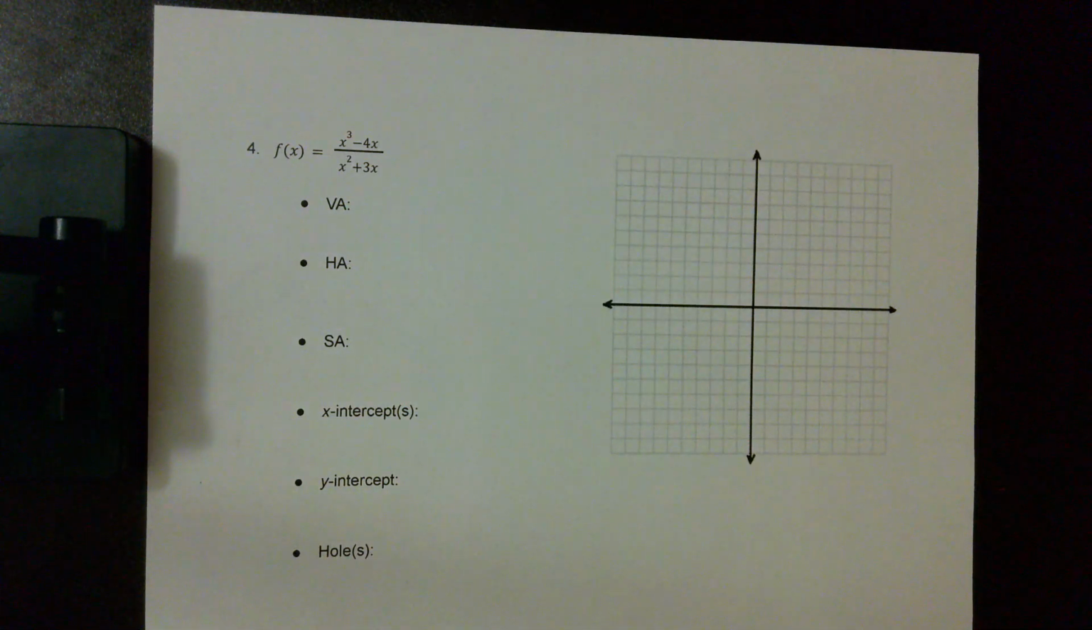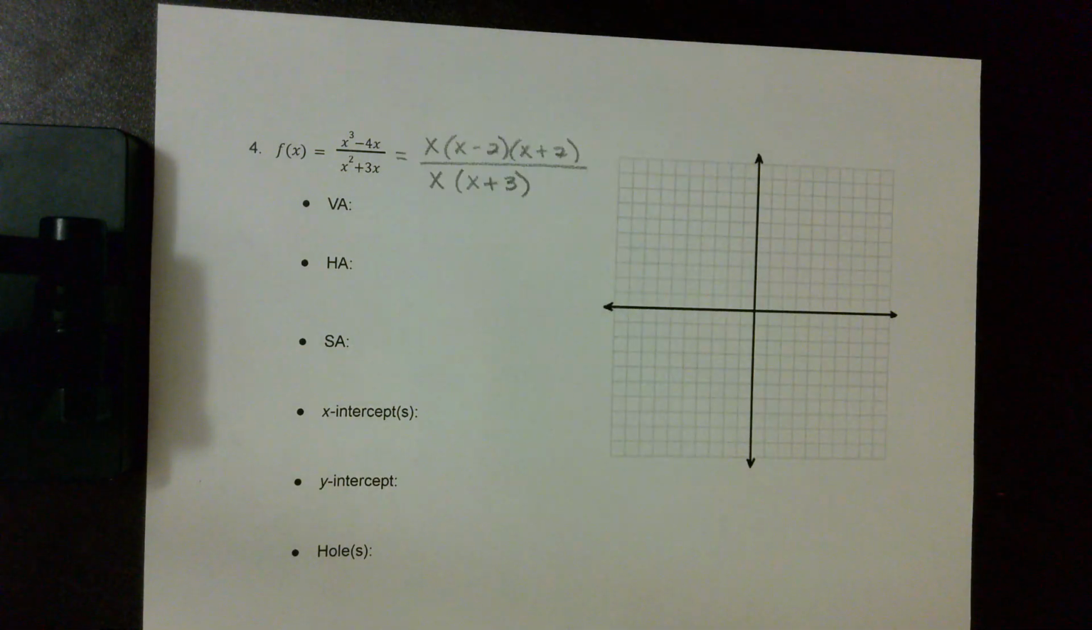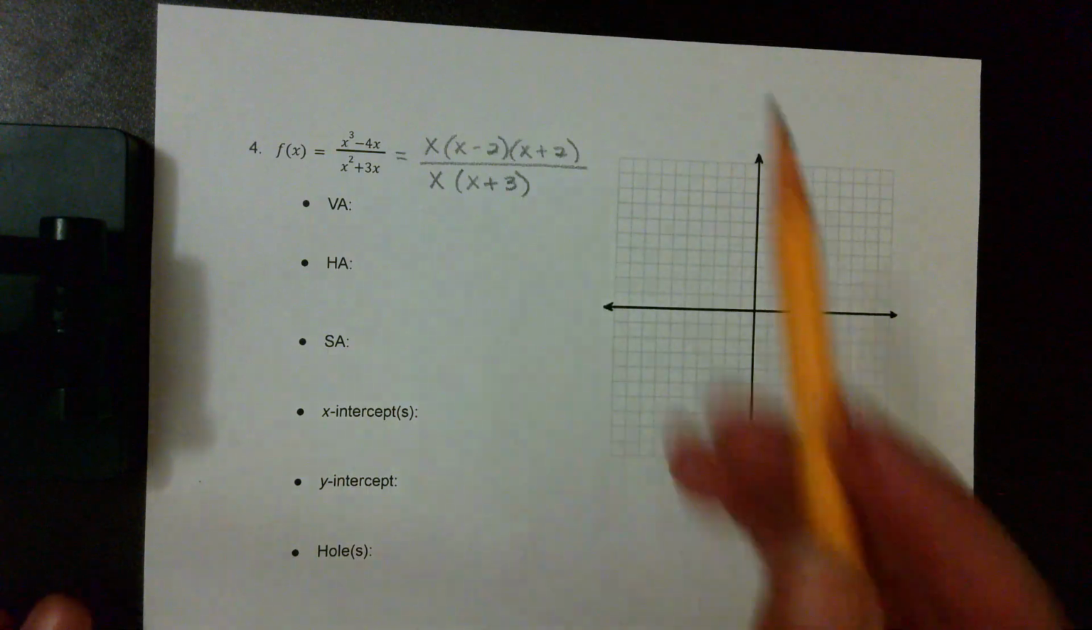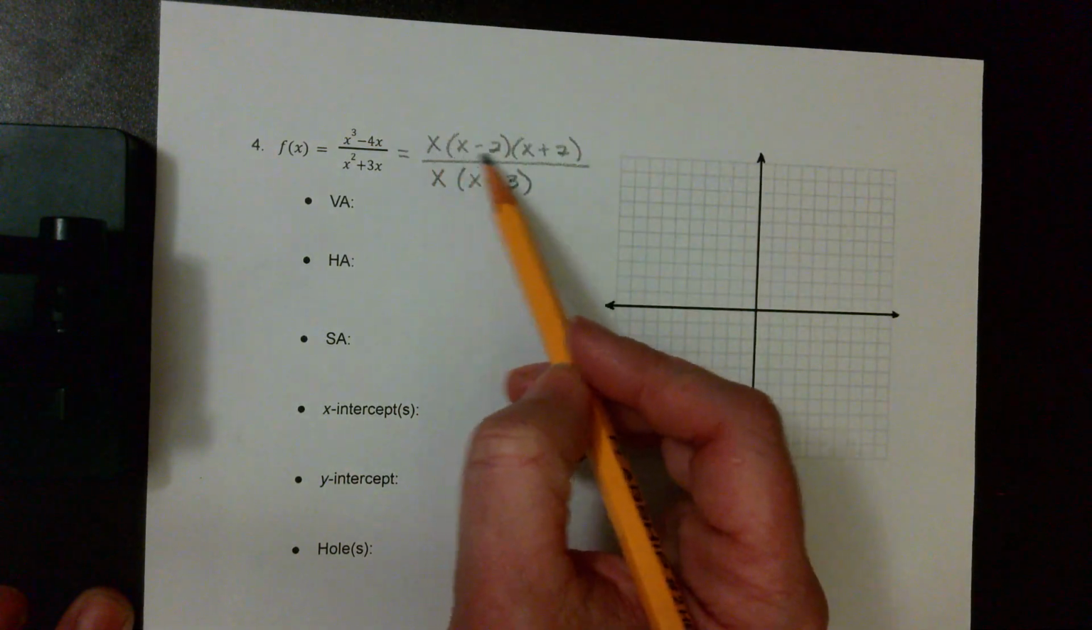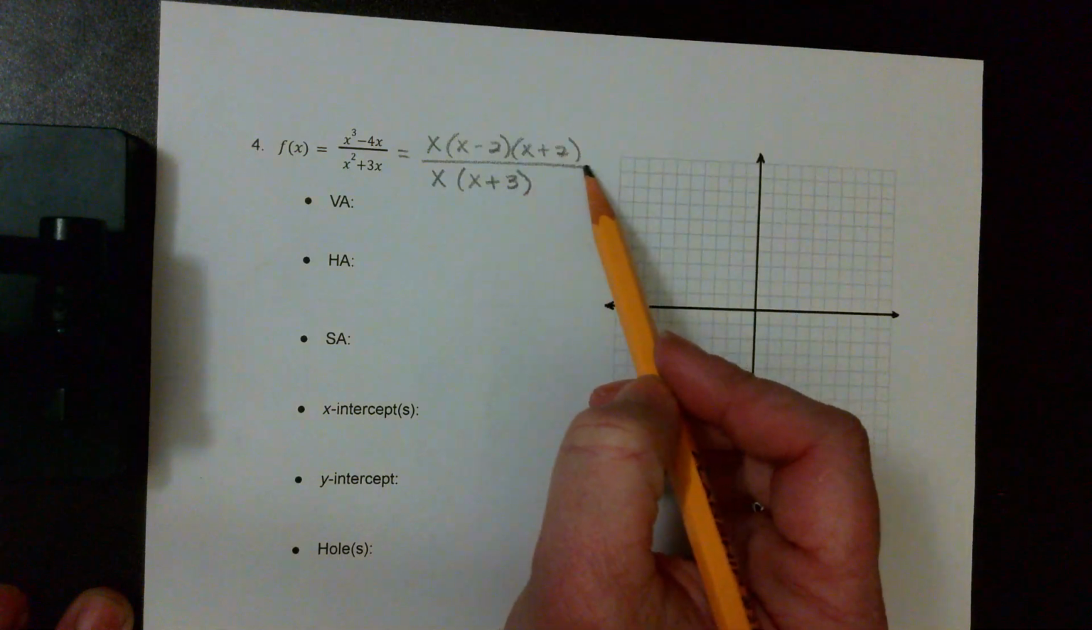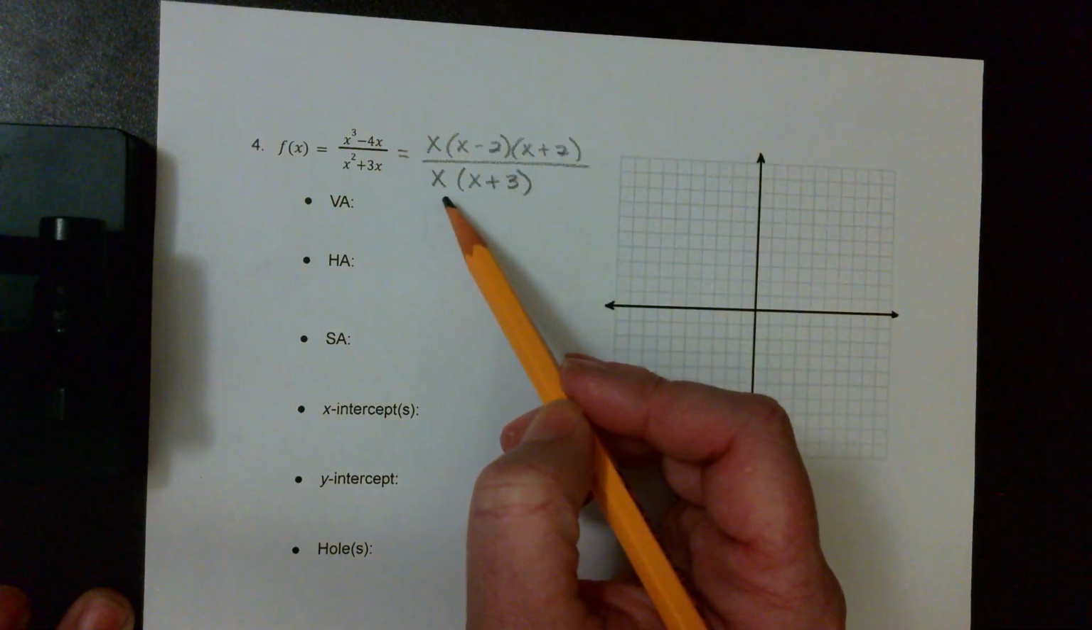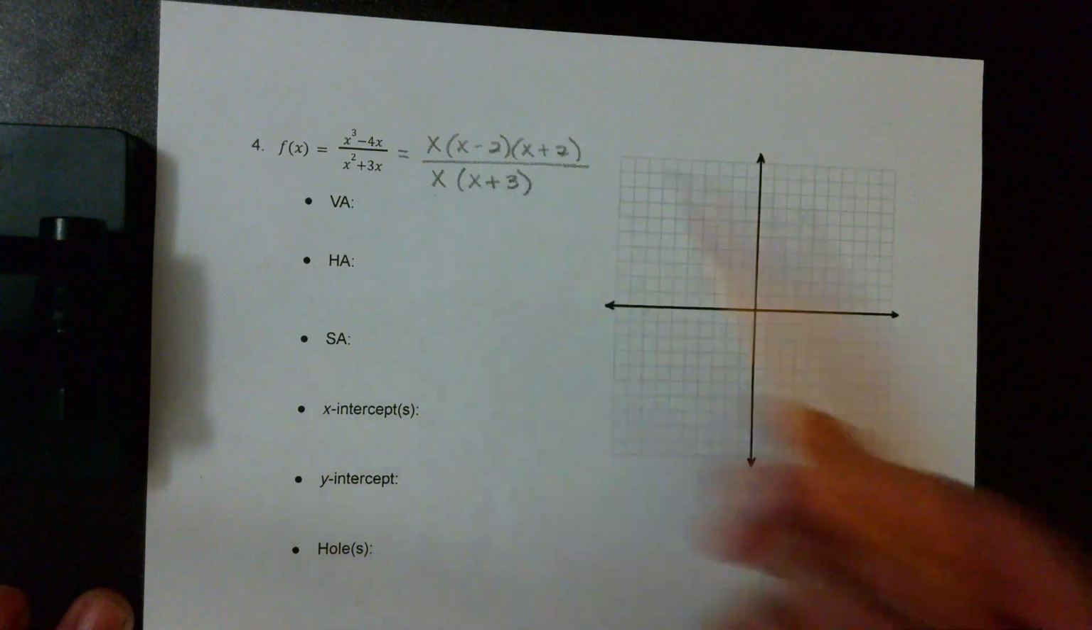This is example 4 on 2.6 rational functions day 2. So pause the video now and factor the numerator and the denominator completely. Okay, my numerator factored into x times the quantity x minus 2 times the quantity x plus 2, and my denominator factored into x times x plus 3.